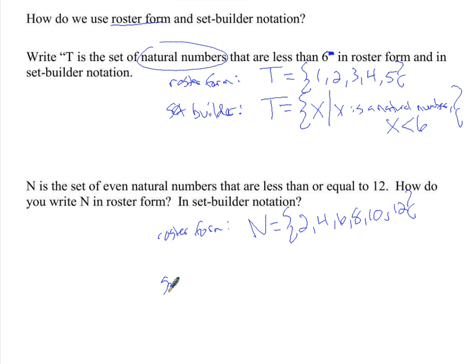Set builder notation. We're going to write n equals again, squiggly bracket. And now just pick a letter. You could go with x. You could go with little n if you wanted to. We could go with x, such that x is an even natural number, comma, x is less than or equal to 12, and I'll just squeeze that in right there. There you go. That's set builder notation for that one.